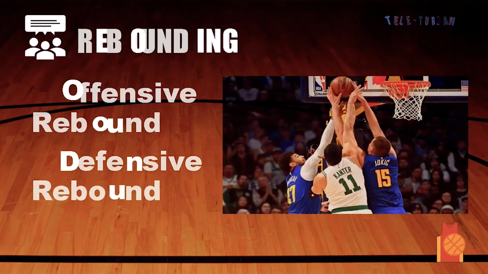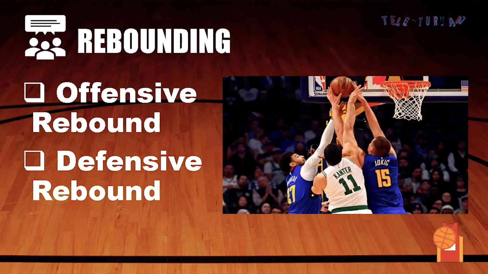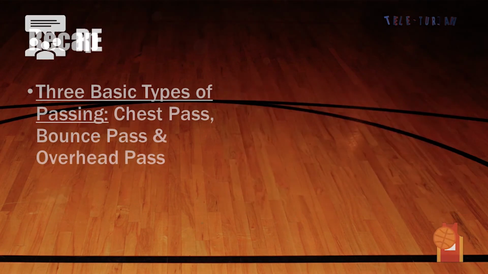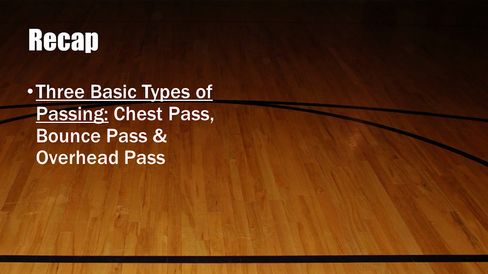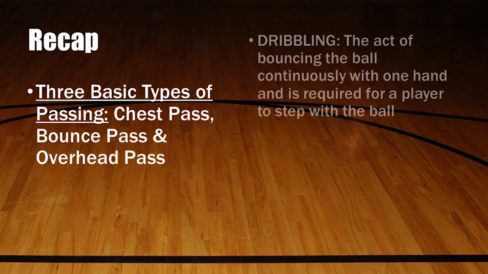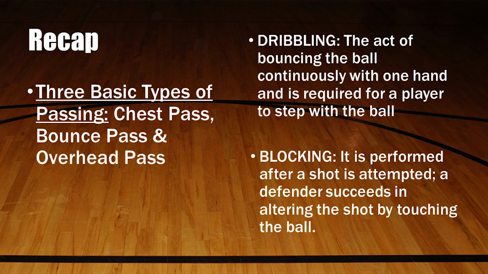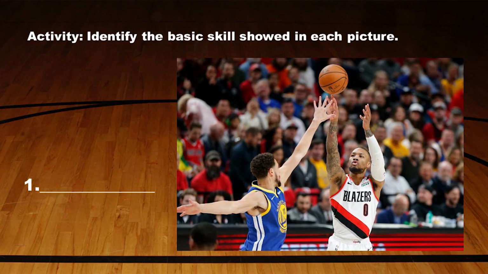Rebounding can be an offensive rebound or a defensive rebound. We also discussed 3 basic types of passing: the chest pass, the bounce pass, and the overhead pass. And then the dribbling. Now, it's your turn to answer our short activity. I want you to identify the basic skills shown in each picture. Are you ready? You may start now.